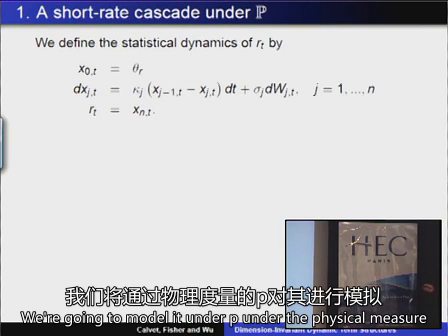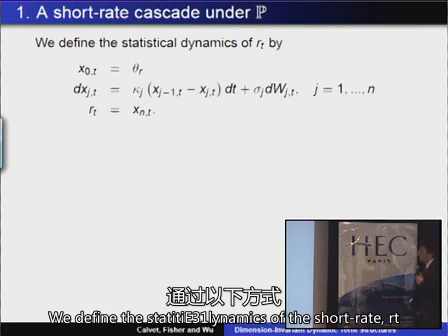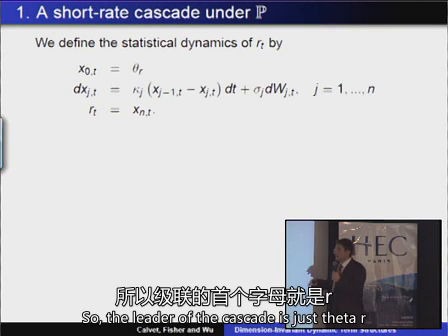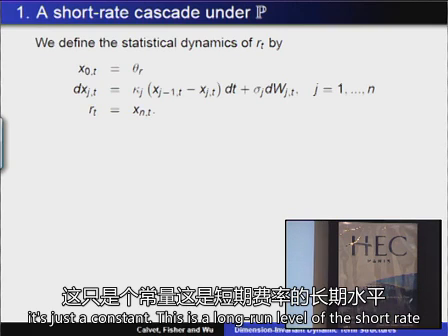We're going to model it under P, under the physical measure. We define the statistical dynamics of the short rate r_t in the following way. So we're going to have a cascade of Ornstein-Uhlenbeck diffusions. Okay? So level 0 of the cascade is just theta_r. It's just a constant. This is a long-run level of the short rate.